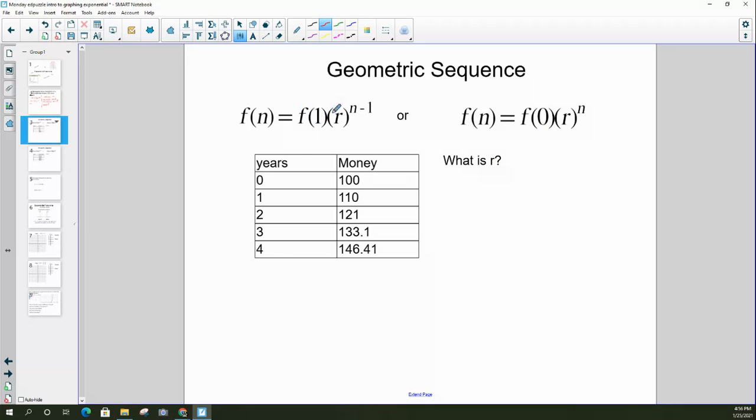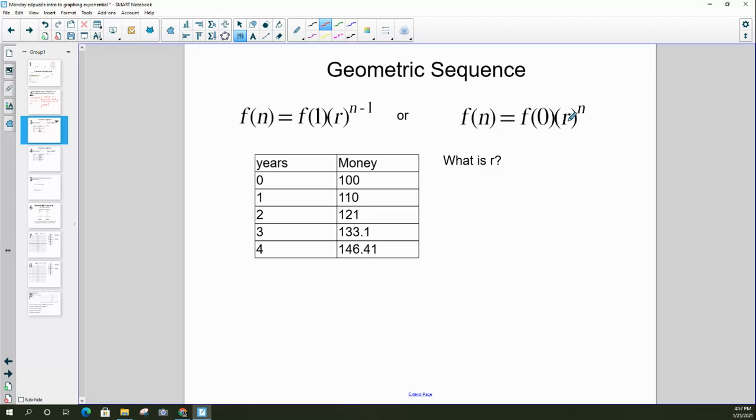Okay, the first one is very common for a sequence, because sequences usually start at the first term, or actually they do start at the first term. So it's the first term, f of 1, times your common ratio raised to the n minus 1 power. All right, so we just need to know the r. We know the first term already. The first term is 110, right? We don't know r yet.